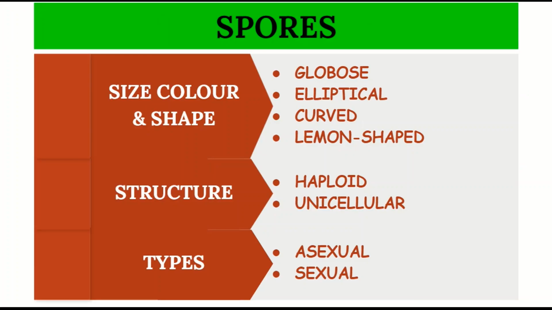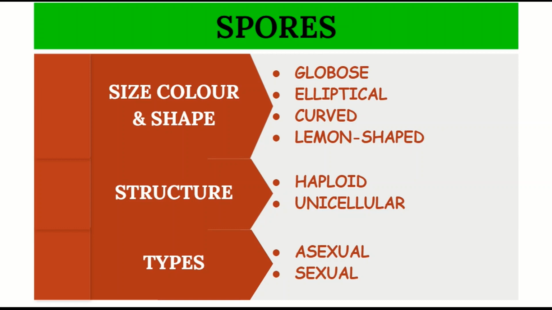Next one is spores. So what are spores? What do you understand of spores? Spores have a size of around 2 micrometers to 100 micrometers, okay? The shape is globose, which you can think of as a globular structure, elliptical, curved, and sometimes lemon-shaped also. Their color is sometimes colorless and sometimes deeply pigmented. These are also haploid in nature, unicellular, and produced by meiosis.